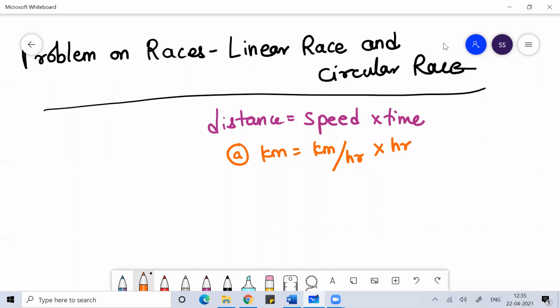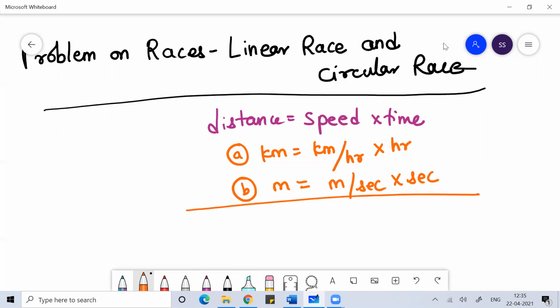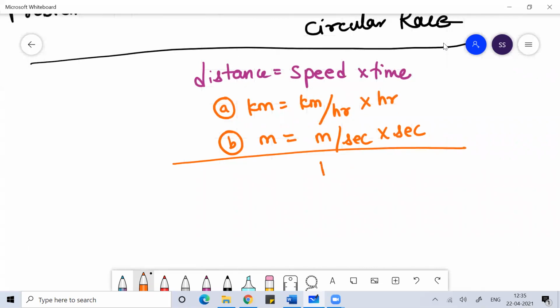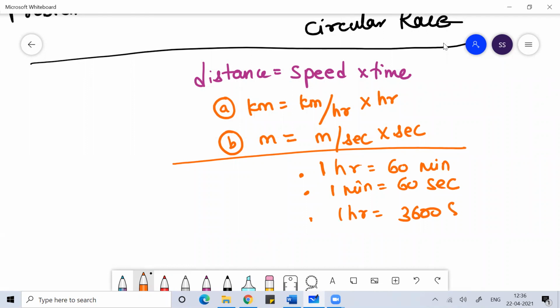be represented in hour. Or I can represent distance in meter. If the distance is represented in meter, then speed will be represented in meter per second, and the time will be represented in second. And we should know the relation that 1 hour is equal to 60 minutes. We should know this relationship where 1 minute is equal to 60 seconds. So I can say that 1 hour is equal to 3600 seconds.